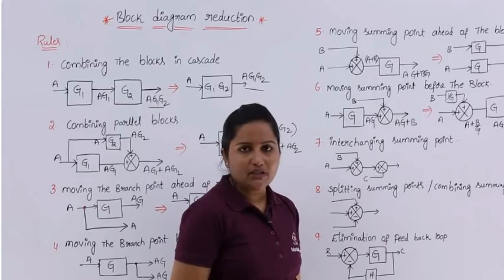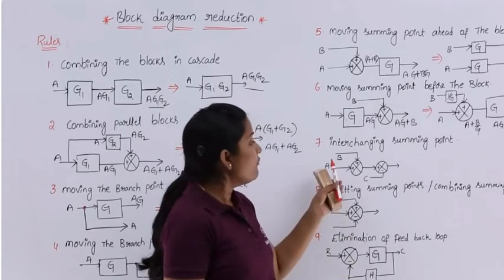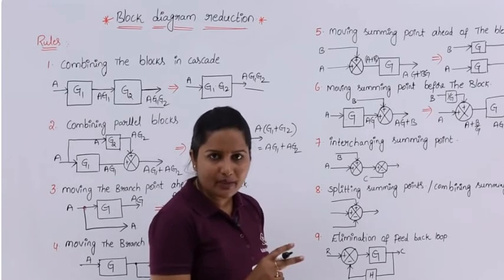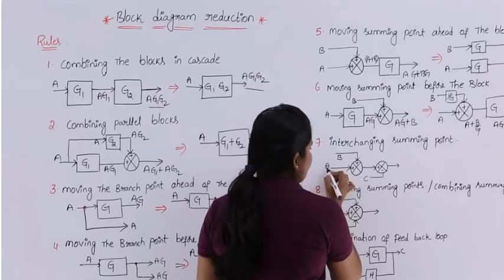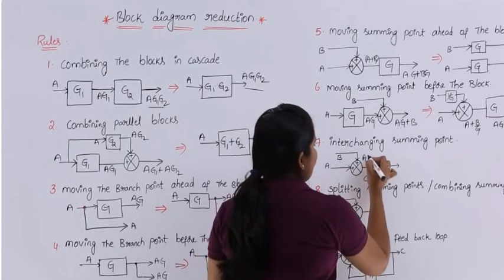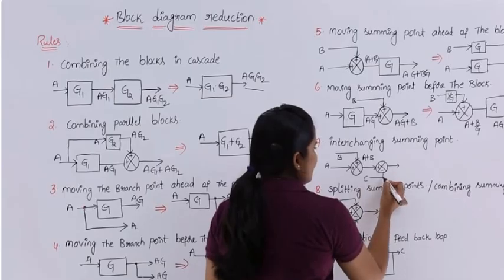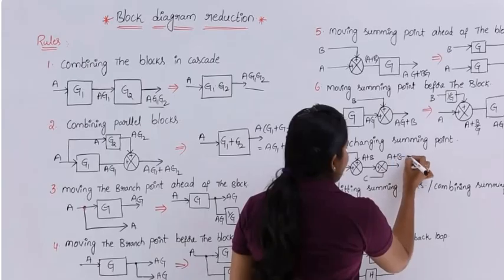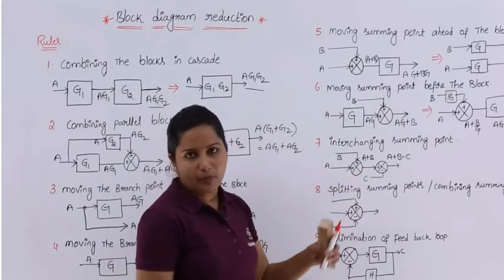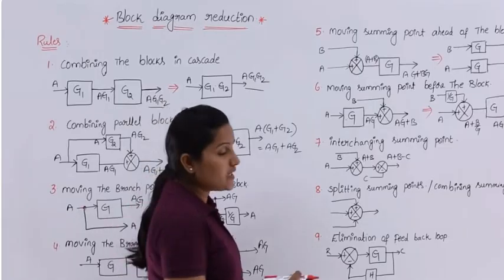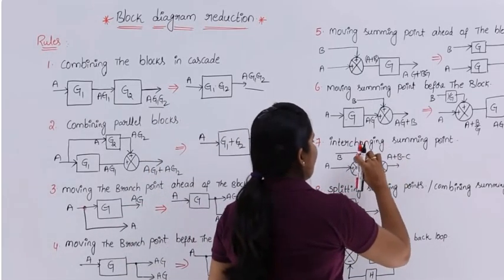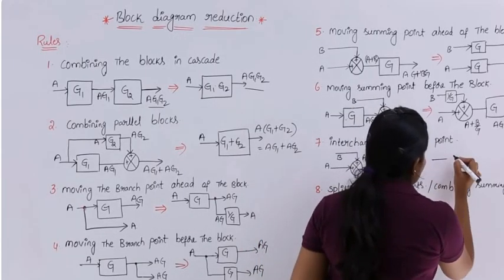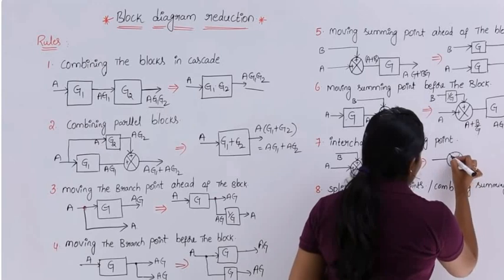So now, interchanging the summing points, we can interchange the summing points also. For example, if you are having two summing points like this, a and b are summed here. So the output is a plus b. This a plus b is subtracted with c. That means a plus b minus c will be the output of these two summing points. We can interchange the summing points. That means we can put this summing point here and we can put this summing point here.